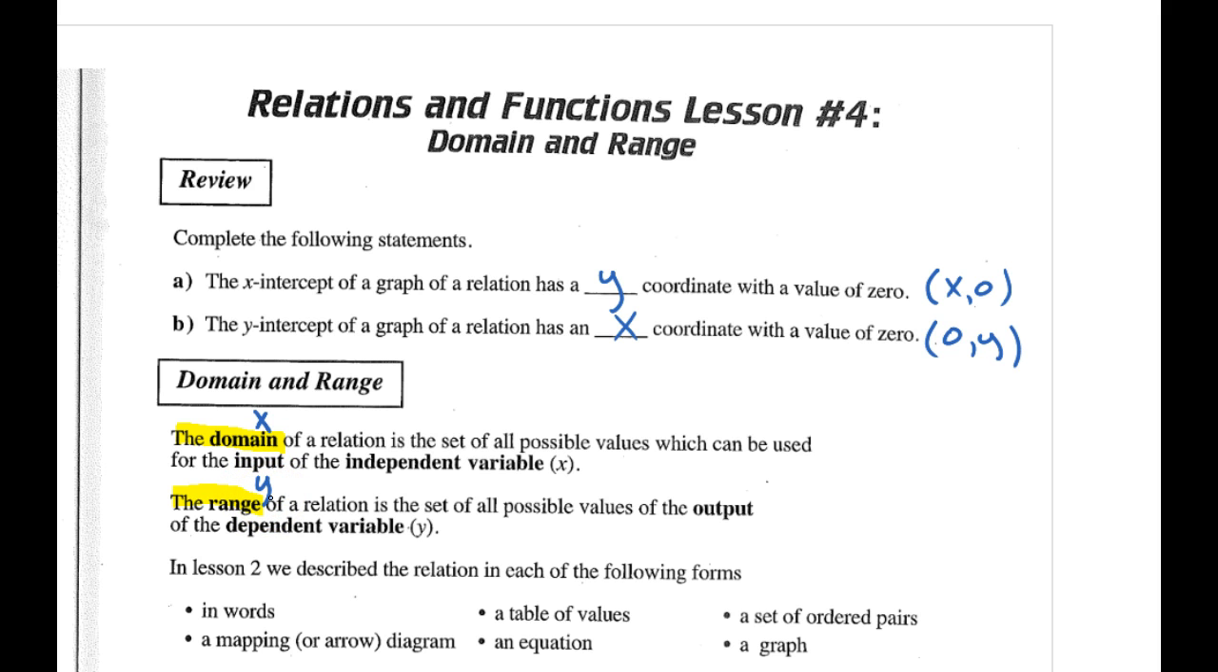And the way I like to think about it is for the domain, I like to think of it as in the horizontal direction, and for the range, I like to think of it as in the vertical direction. And you're going to see why that makes sense in a little bit. So again, the domain is all the possible values, all the possible x values, and the range is all the possible y values.